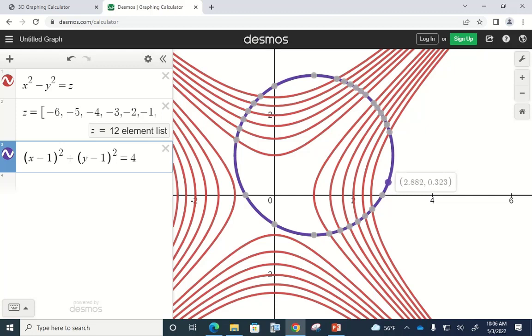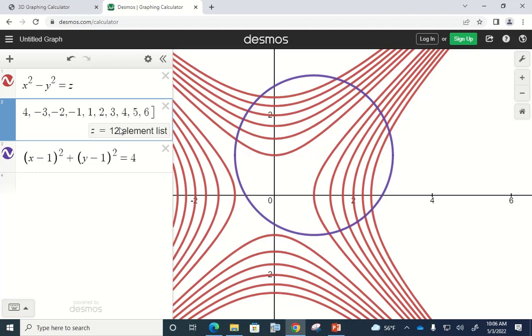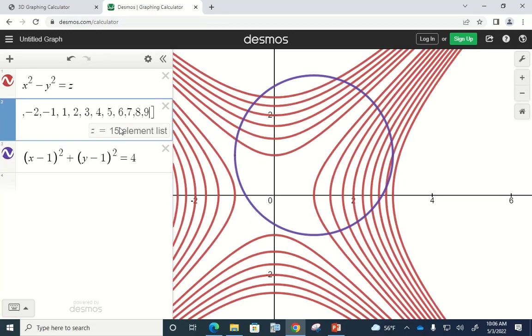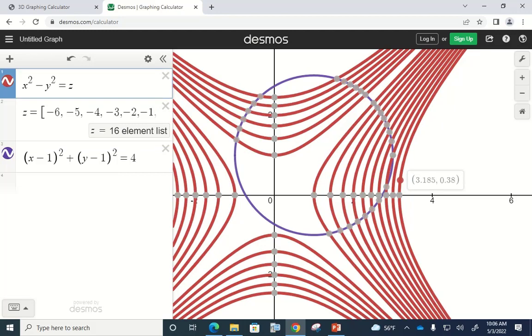If I keep making more and more contour lines, maybe I'll add another contour line when z is equal to 7, and z is equal to 8, and z is equal to 9. There we go. And 10. So this last curve on the right represents a z value equal to 10. And that would be the greatest z value of any of these contour lines, but it's not touching my circle.